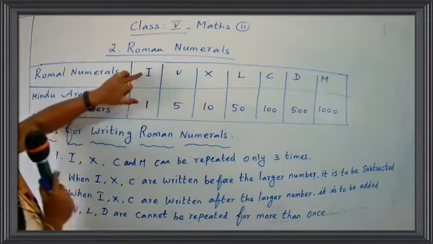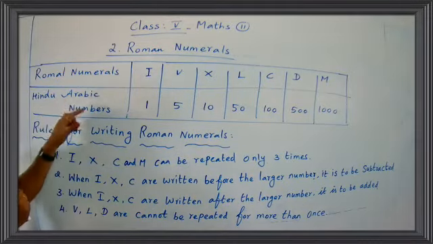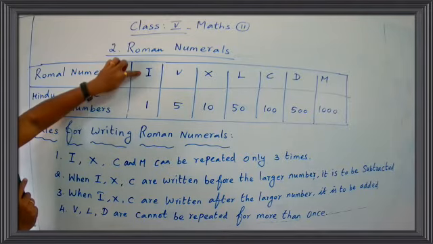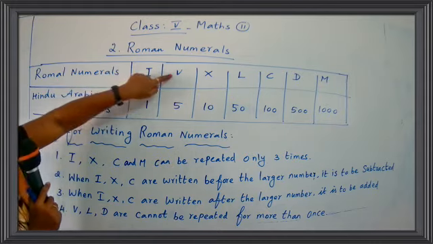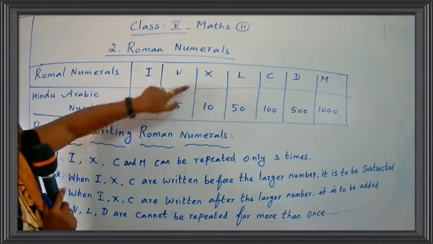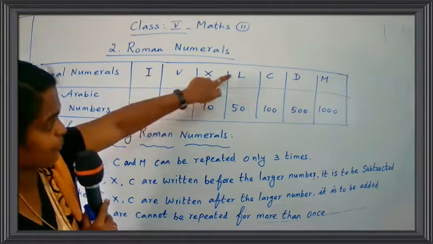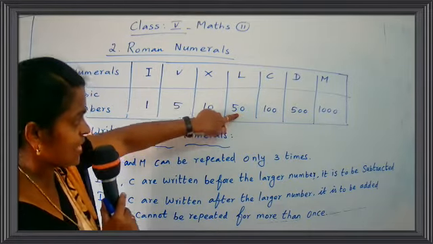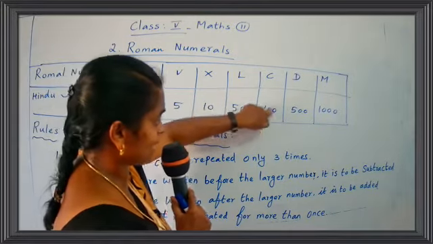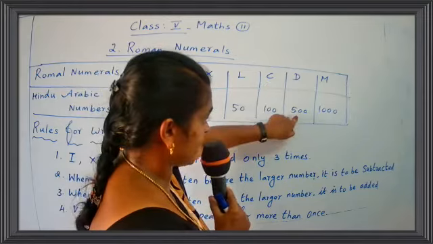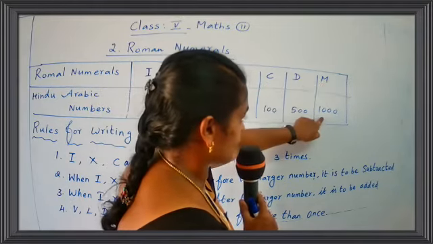Here I stands for the Hindu-Arabic number 1. V stands for the number 5. X stands for 10. L stands for 50. C stands for 100. D stands for 500. And M stands for 1000.